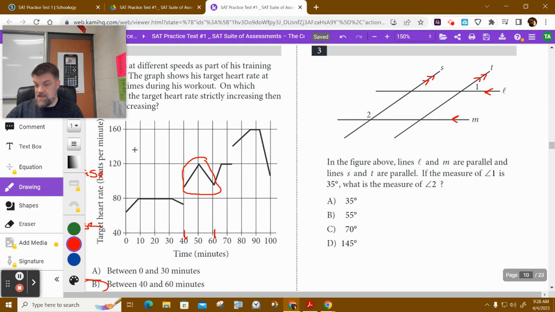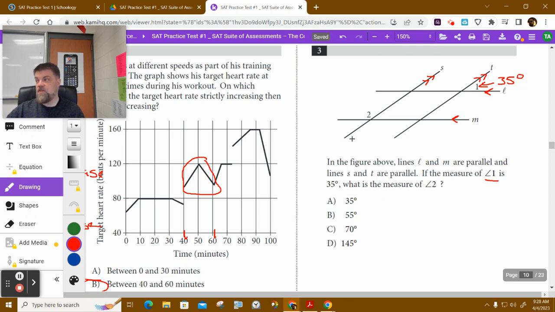And then it says, if the measure of angle 1 is 35 degrees, let's label that. This is angle 1. We're going to say that that's 35 degrees. What's the measure of angle 2?